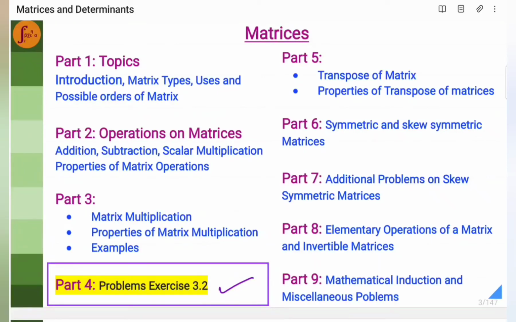Hi everyone, in today's video, we'll cover exercise problems taken from 3.2, which is related to matrix multiplication and problems related to order of matrix.